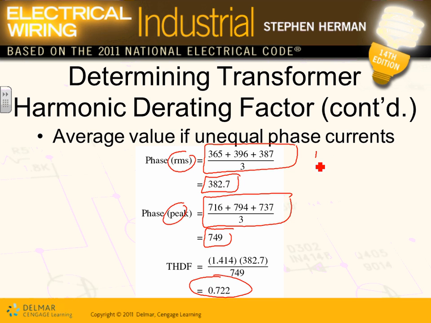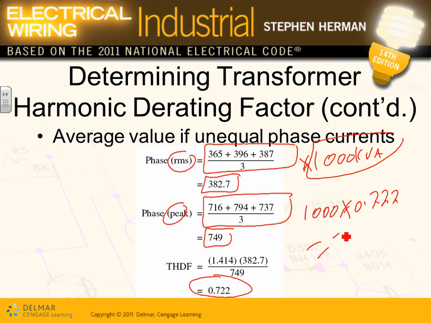Who cares? If I have a 1,000 kVA transformer, and I have a derating factor, you take 1,000, multiply it by 0.722. Now this transformer is actually 722 kVA, meaning you cannot pull out of this transformer, without overheating it, more than 722 kVA. That's your derating factor. One more time, Karen, you measure all the RMS currents, average them. You measure all the peak currents, which is just put yourself on peak, average them, plug them into this formula. This is RMS, this is peak. Can you see that?